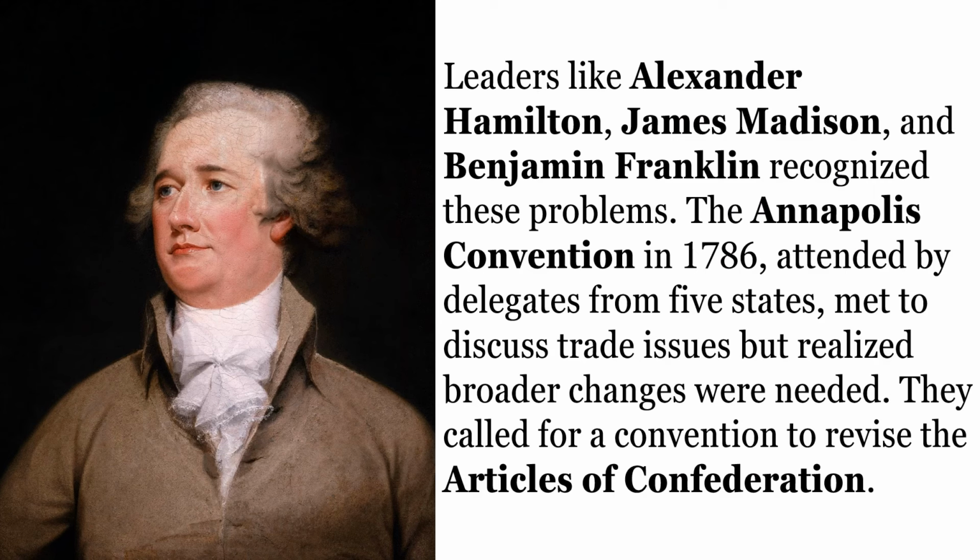Leaders like Alexander Hamilton, James Madison, and Benjamin Franklin recognized these problems. The Annapolis Convention in 1786, attended by delegates from 5 states, met to discuss trade issues, but realized broader changes were needed. They called for a convention to revise the Articles of Confederation.